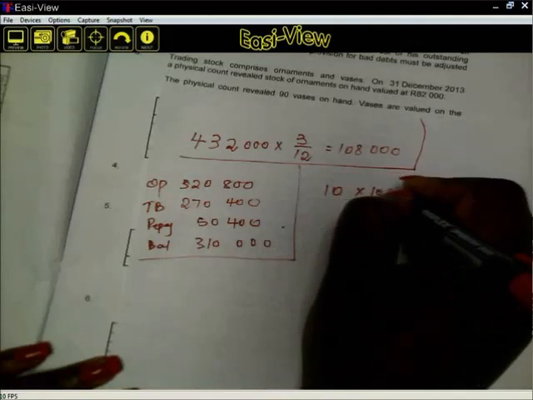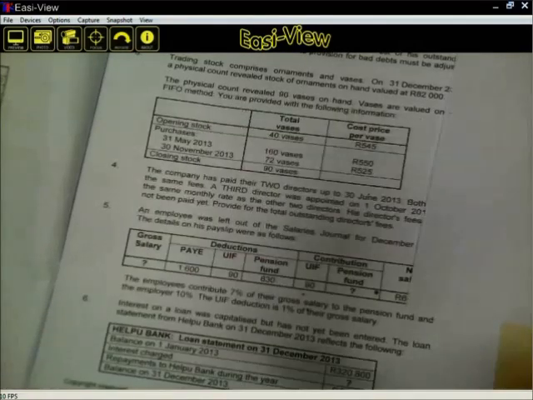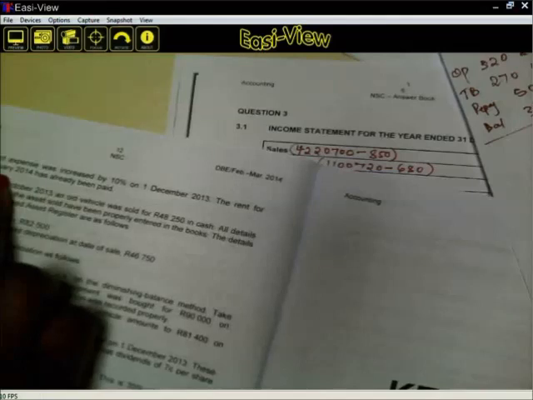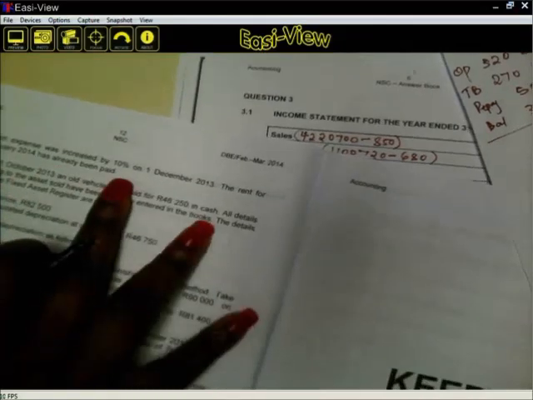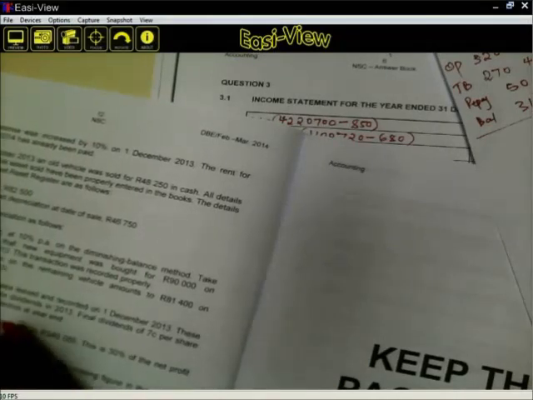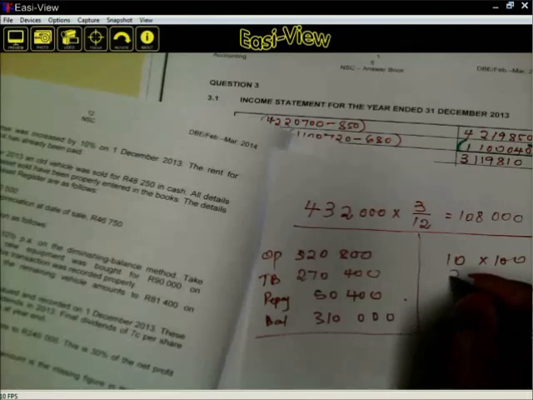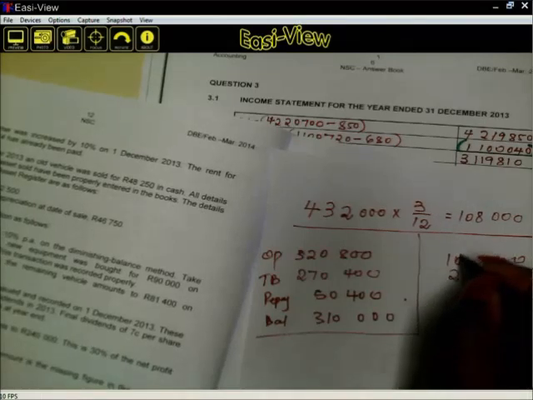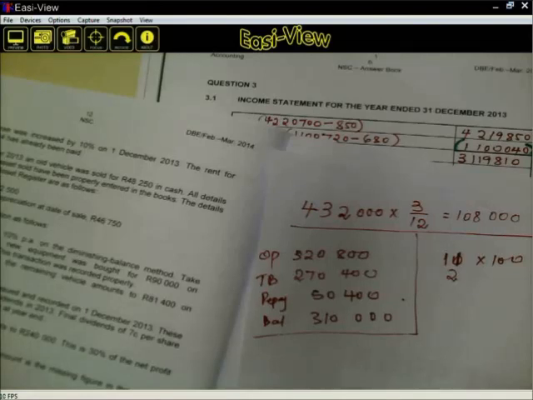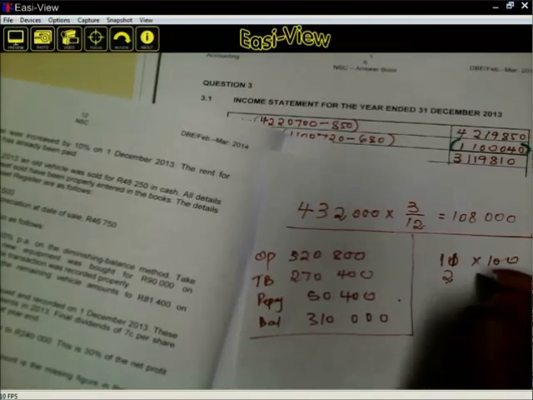10 by 100. How many months here? Rent was increased by the 10% on the 1st of December 2013. The rent for January 2014 has already been paid. It means 1 month has already been paid, and then the increment for another month. So this time it means it's 2 months. Here it's 11 months up to November, December, and January. Here it should be 2 months.